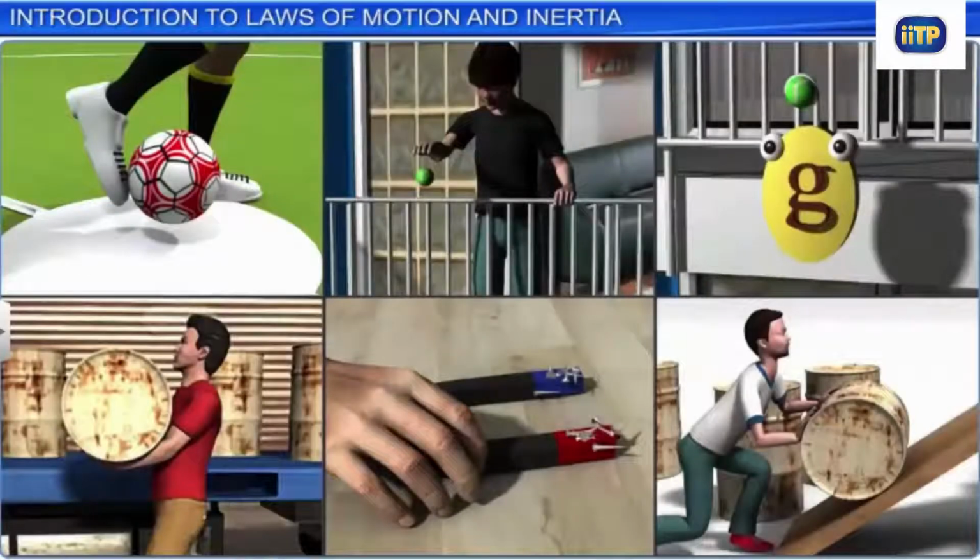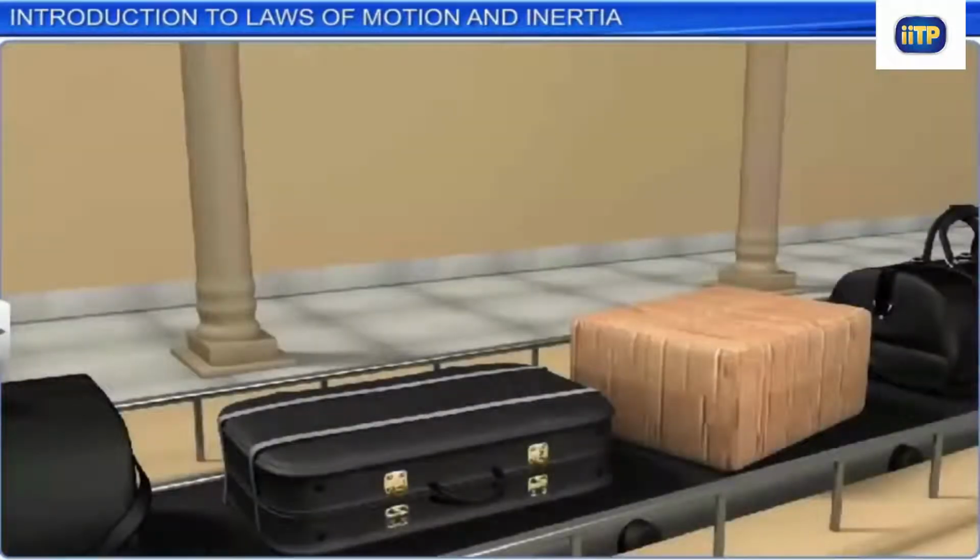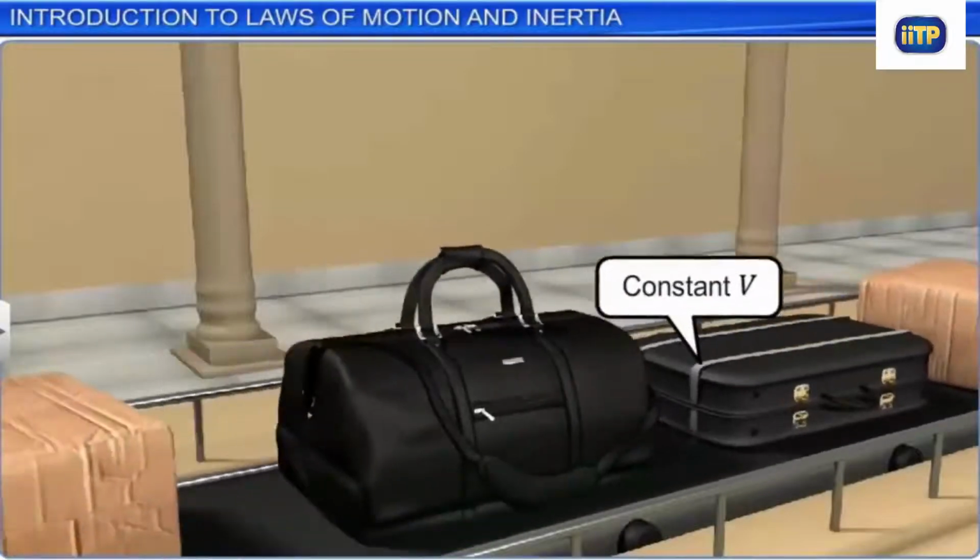In all these examples, we saw that an external agency applies a force, either contact or non-contact, to accelerate a body which is at rest, or to retard the motion of a body which is in motion. Thus, we can say that a force applied by an external agency either accelerates or retards a body. Now consider a body moving with a constant velocity.